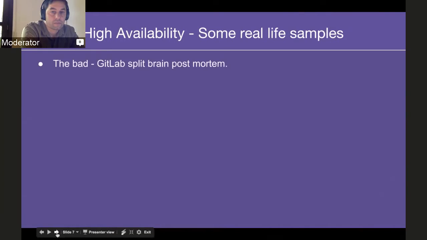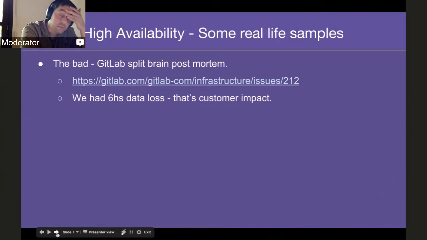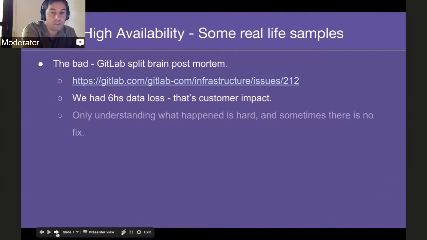Some real life examples, right? A recent case, we had the GitLab split brain postmortem, right? You can find it in that issue. The problem is that we had 6 hours of data loss, right? That's customer impact in a nutshell. We had data loss. Only understanding what happened was hard enough, and sometimes there is no actual fix, right?